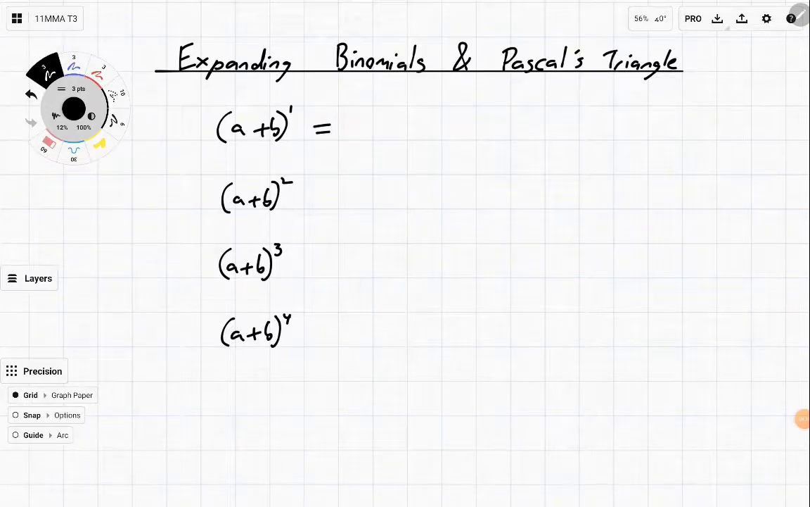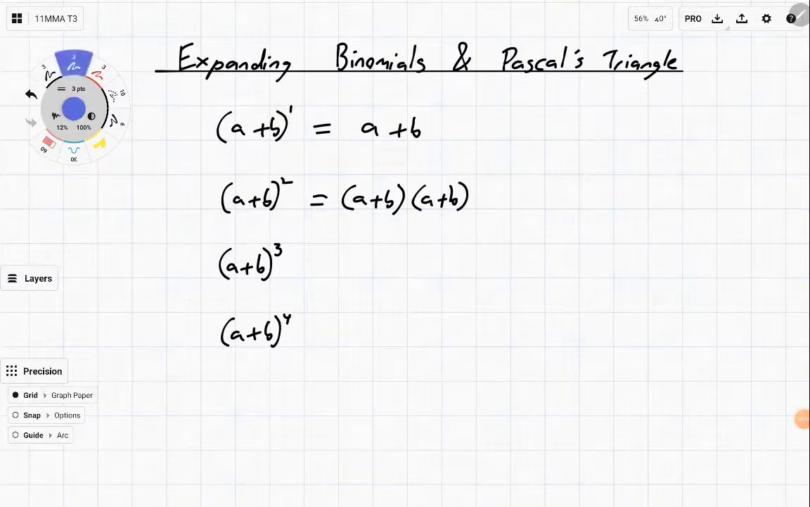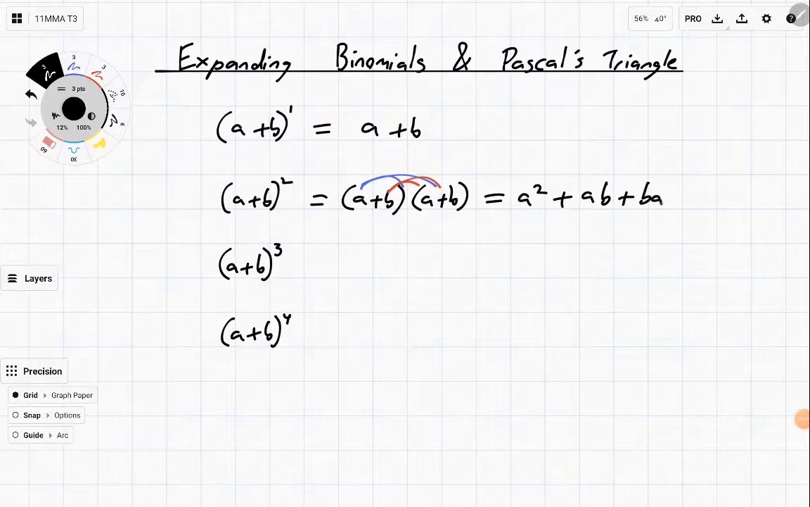So a plus b to the power of 1, well, it's just a plus b. Nothing too exciting there. Second one's a little bit more interesting. So this is a plus b, a plus b. We can expand out those brackets using the traditional method or FOIL, whatever your preference is. And we're going to get a squared plus ab plus ba plus b squared. Or after collecting like terms, because these are both ab, we get a squared plus 2ab plus b squared. So that's those brackets fully expanded.